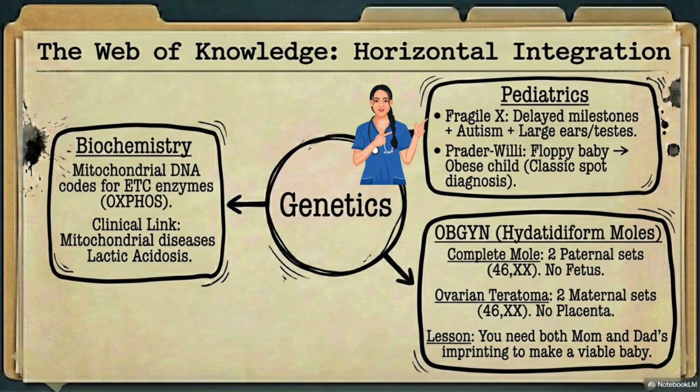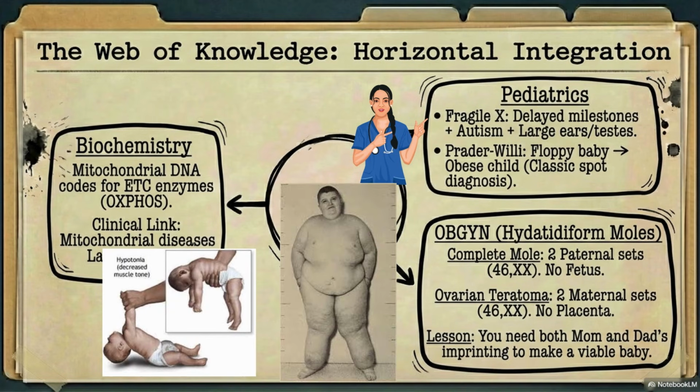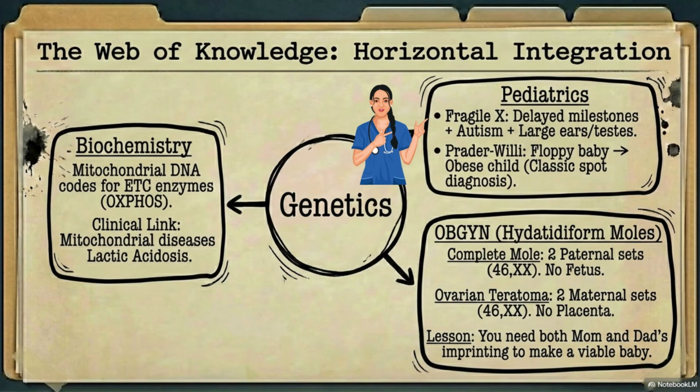Pediatrics. Fragile X. Look for the child with delayed milestones, autism spectrum features, and later the large ears or testes. Prader-Willi syndrome. The floppy baby who becomes the obese child. This is a classic spot diagnosis.